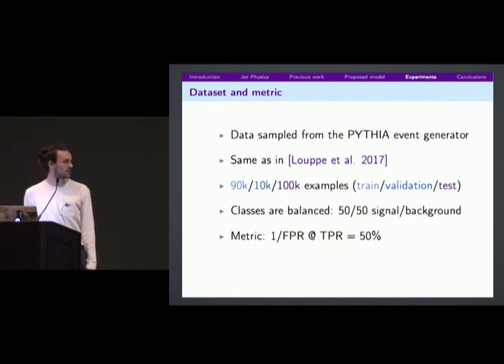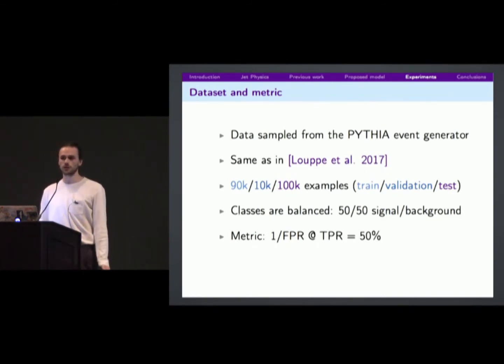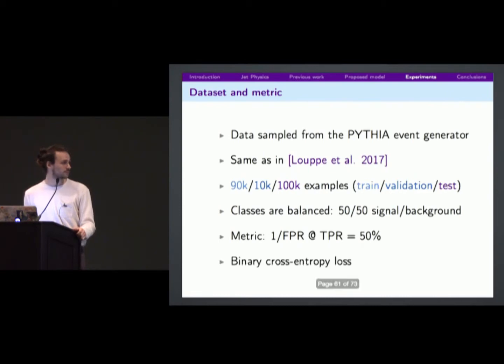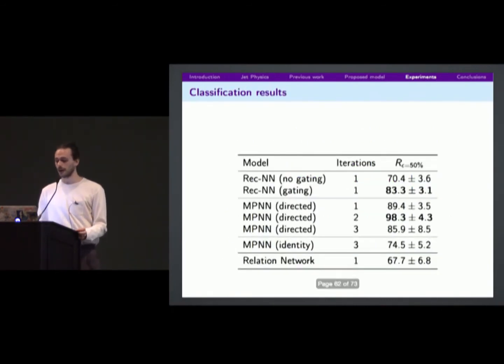And I'm told that this number, we want this to be order 100. So we want to be rejecting 100 noise particles for every one that we accept, given that we're taking 50% of the true signal particles in. We just train it with binary cross entropy loss. There's no bells and whistles or fancy regularization.